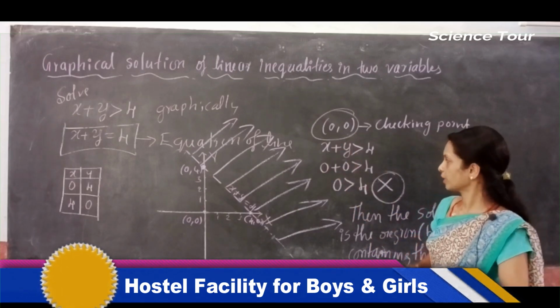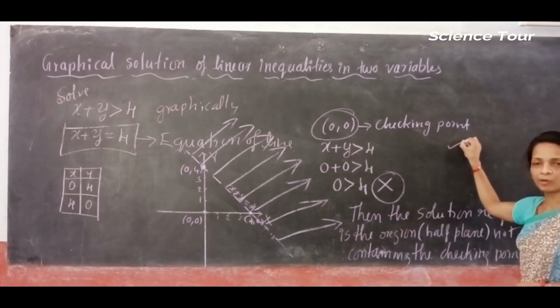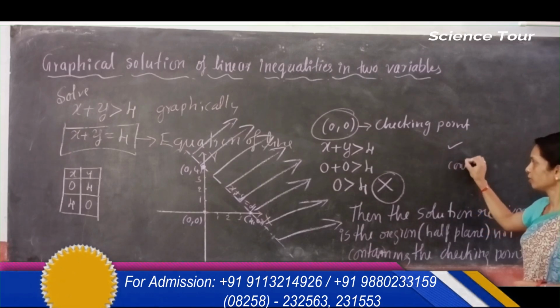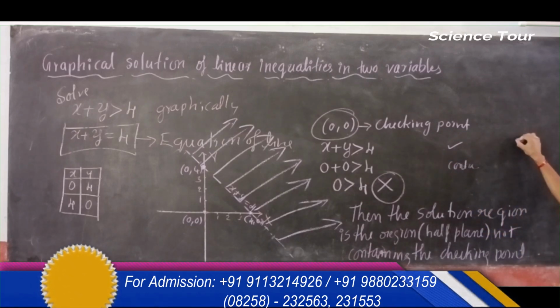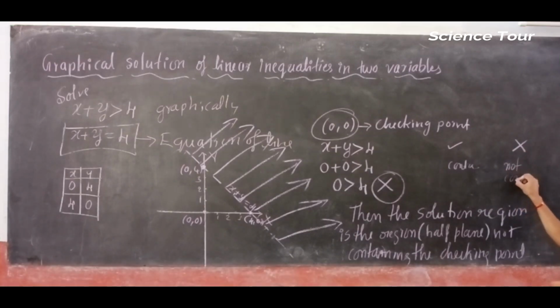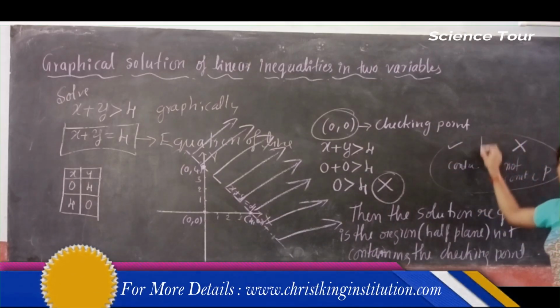So these two main things you have to keep in mind. Suppose you get a correct inequality, then you have to shade the half plane containing the checking point. If you get a wrong inequality for the checking point, then you have to shade the half plane not containing the checking point. These two things you have to keep in mind.